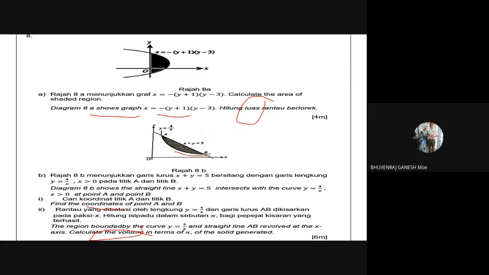So we see this one, first question. Hitung luas rantau berlorek. Calculate the area of shaded region. Okay guys, kamu kena tahu dua yang ni dulu. You need to know the values of these points. Nilai kedua-dua titik ni. So macam mana nak cari nilai kedua-dua titik ni? Do you have suggestion? Apa cadangan kamu untuk cari nilai itu? Okay, so apa langkah kita? Apa kita kena anggap? What do we assume over here?